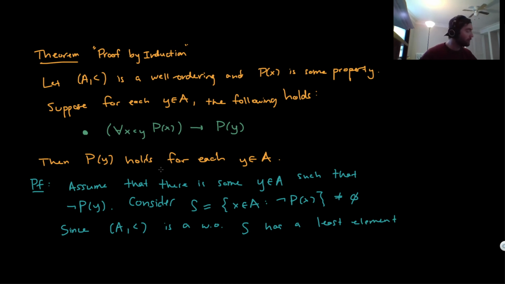And maybe let's call this thing little s, as a least element s in big S. Well, where do we get our contradiction? Since s is an element of A, what we know is that the following holds by hypothesis.